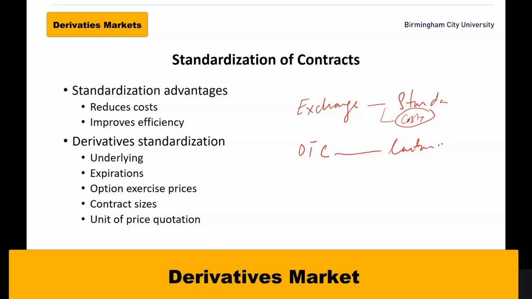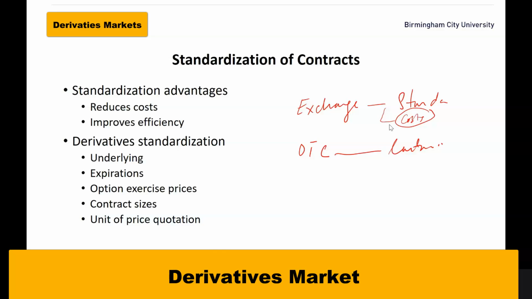You know the size, the underlying, the expirations, and all of this has been set by the exchange, so it's easy to trade, and it increases efficiency at the same time because everybody knows what a futures contract on gold is, or what a futures contract on a bond is, or what a futures contract on a particular stock is. What are the delivery terms? What are the contract sizes, the unit of price quotation? All of this is known.